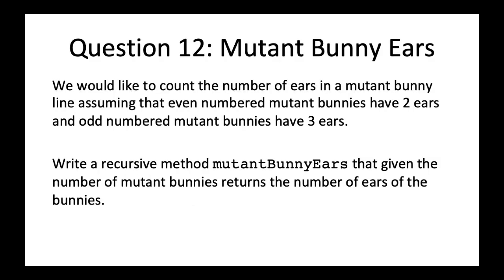Let's take a look at question number 12. We would like to count the number of ears in a mutant bunny line, assuming that even-numbered mutant bunnies have 2 ears and odd-numbered mutant bunnies have 3 ears. Write a recursive method, mutantBunnyEars, that given the number of mutant bunnies returns the number of ears of the bunnies. So what does this mean?